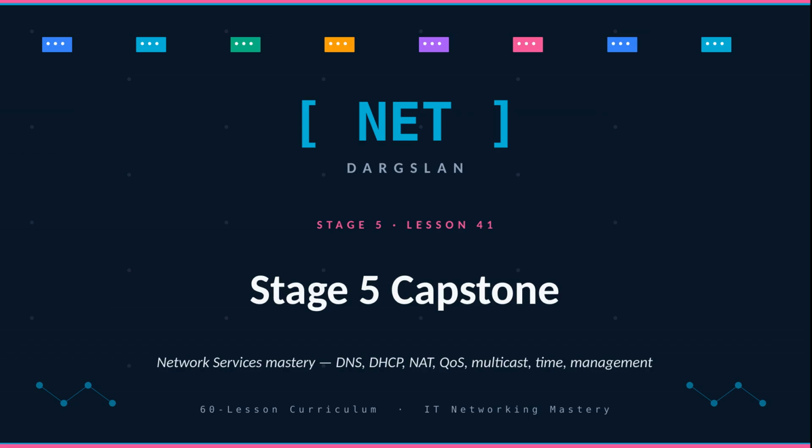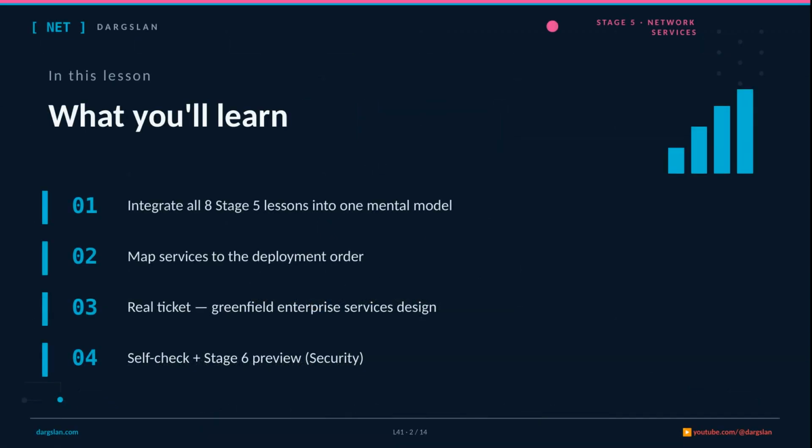Welcome to Lesson 41, the Stage 5 Capstone. Over the past several lessons, we've worked through the core network services that quietly hold modern infrastructure together: DNS, DHCP, NAT, QoS, multicast, time synchronization, and management protocols. Today, we pull all of that into a single coherent operational picture before we step into Stage 6 and begin layering security on top. Here's how we'll spend our time together.